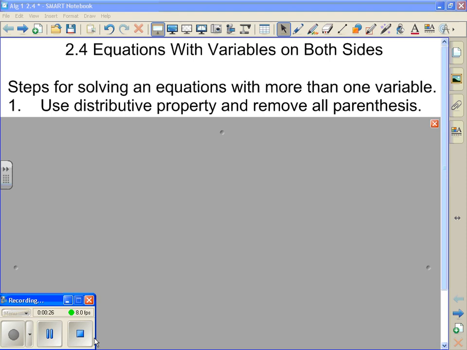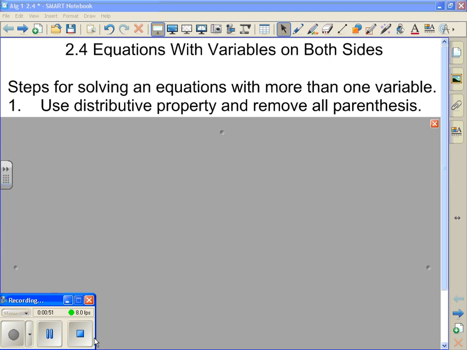The first one is use distributive property to remove all parentheses. If there's any parentheses in the problem and there's a number in front, multiply using the distributive property to remove the parentheses from the problem.